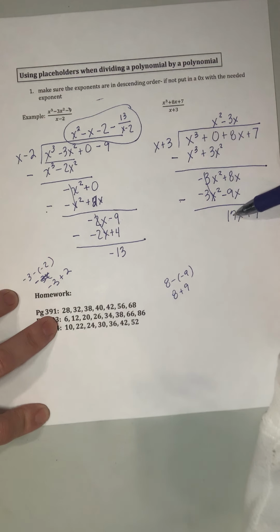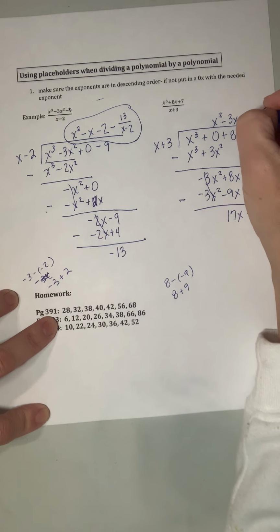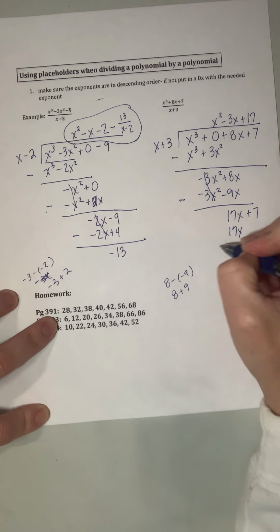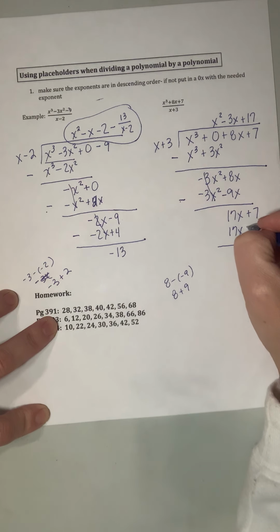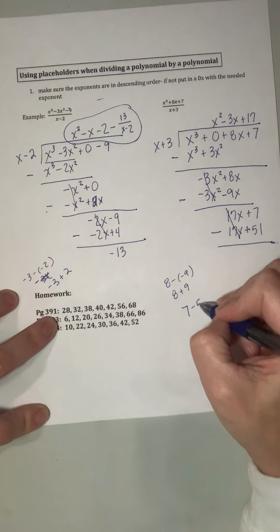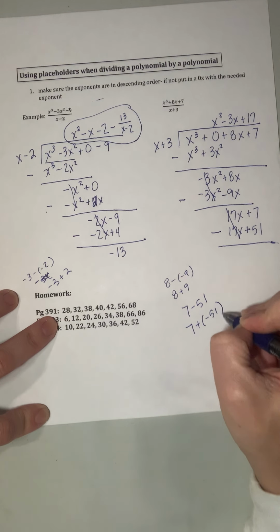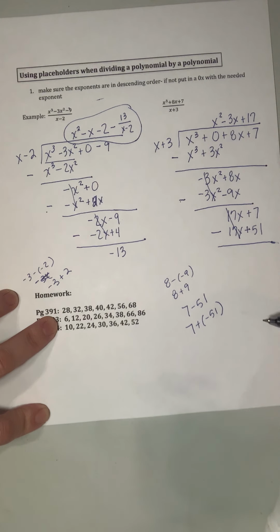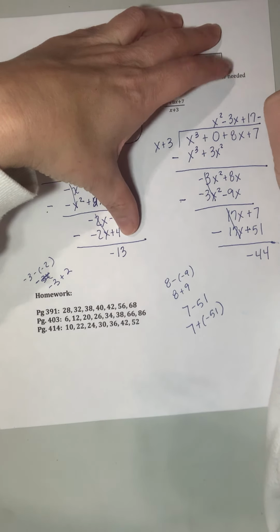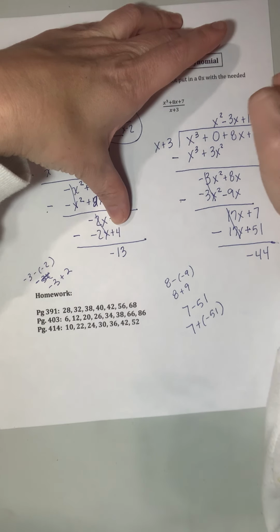What do I multiply by x to get 17x? It would be 17. 17 times x is 17x. 17 times 3 is 51. This is a subtraction problem. Those cancel. 7 minus 51 is keep, change, change. That's one of each. Subtract, and we get negative 44. We don't have anything to bring down, so we have negative 44 over x plus 3.